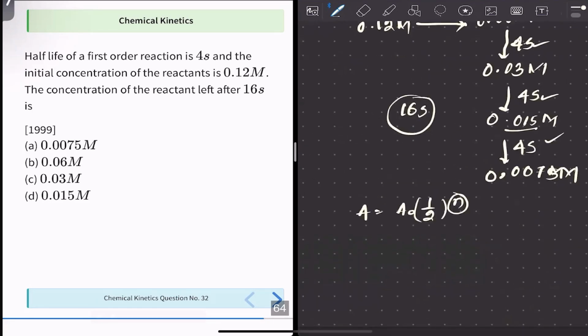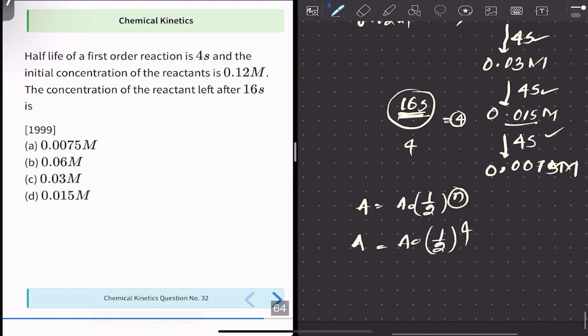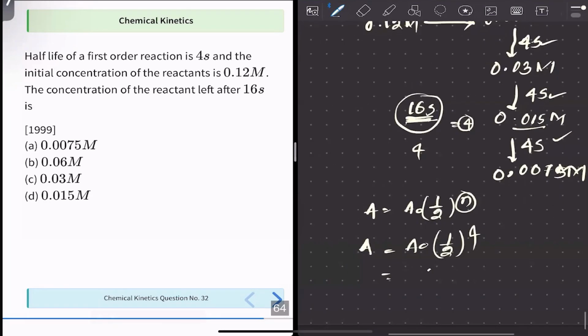Here the number of half lives in 16 seconds, what is the number of half lives? 4 divided by 4 means 4. 4 half lives. So A is equal to A naught times half to the power 4. So A naught divided by 16. A will be A naught by 16.